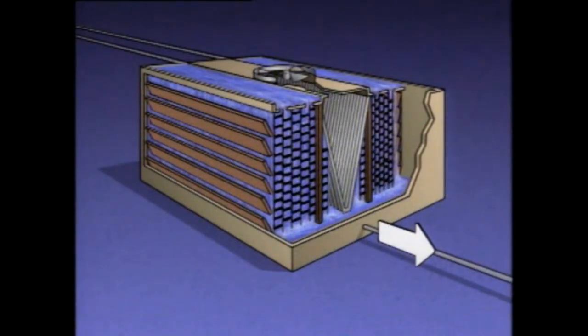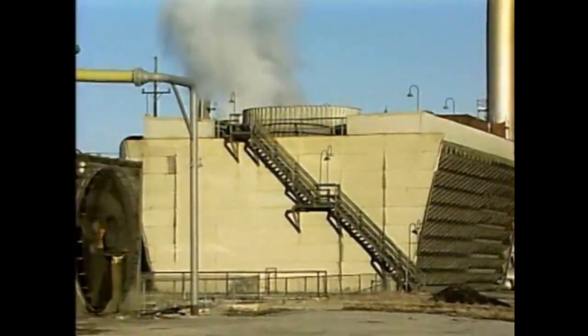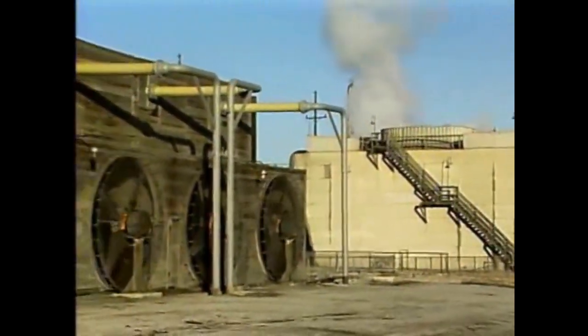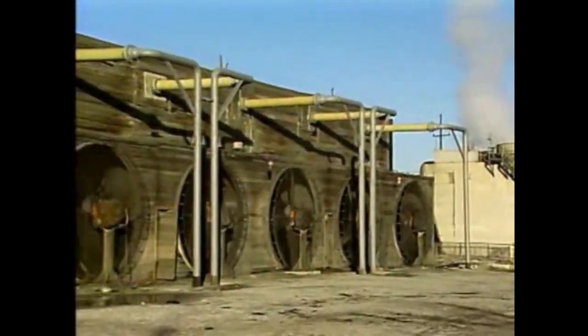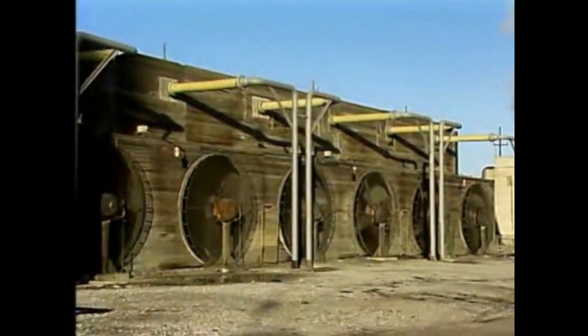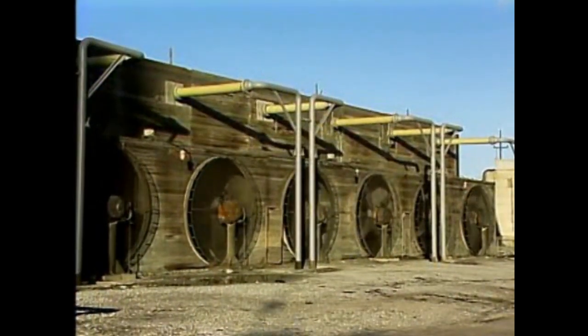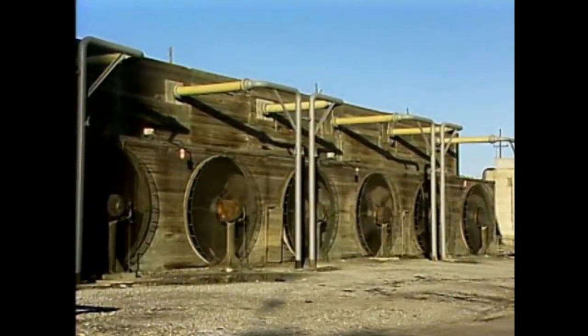Now that we've seen how an induced draft tower operates, let's take a look at another type of mechanical draft tower. This one is called a forced draft cooling tower. The major difference between an induced draft tower and a forced draft tower is that a forced draft tower does not create an area of low pressure that draws air up through the tower.